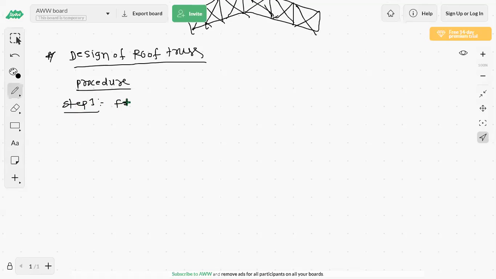write down the span, comma, roofing material. From the span and roofing material, decide the type of truss.